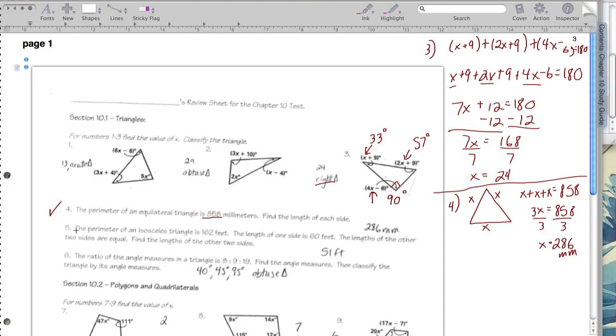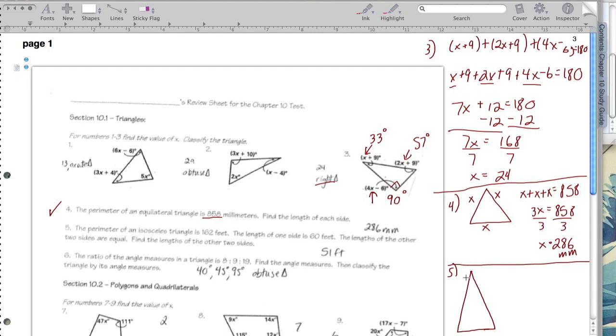Number 5, the perimeter of an isosceles triangle is 162 feet. The length of one side is 60 feet. The length of the other two sides are equal. Find the lengths of the other two sides. So I'm going to draw out an isosceles triangle. Well, let's not go with that one. Let's sketch it again. An isosceles triangle has two sides that are exactly the same length. It kind of looks like an ice cream cone. Mine's obviously upside down.